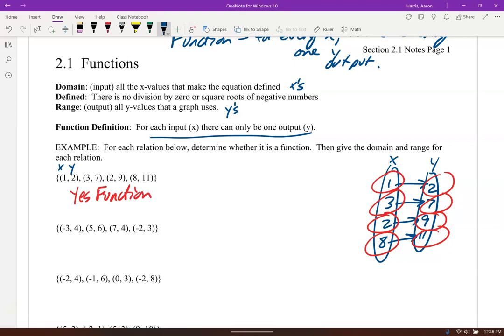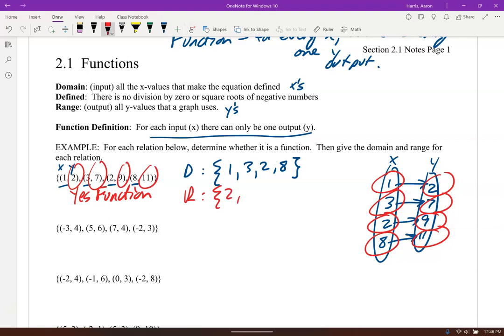And then we'll go ahead and name the domain. The domain is the set of all x values. So 1, 3, 2, and 8. Ideally, I put that in order, 1, 2, 3, and 8. The range is all the y's, 2, 7, 9, 11. All right, let's go to the next one.